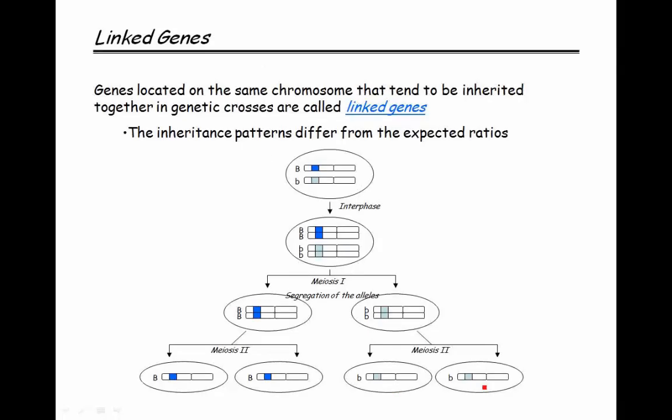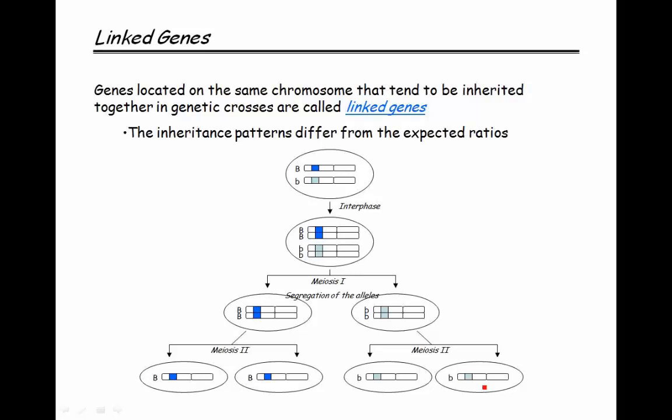Now, the reason he was not getting independent assortment is because he happened to be dealing with what are called linked genes. Genes that are located on the same chromosome tend to be inherited together in genetic crosses a lot of the times. So we call these linked genes because they are physically linked or physically connected to each other, meaning that they are actually located on the exact same piece of DNA, and because they're located on the same piece of DNA, they tend to go to the same place when we're talking about meiosis. This is going to alter the inheritance patterns that we expect, meaning we're not going to get the exact results that we would predict from a Punnett square.